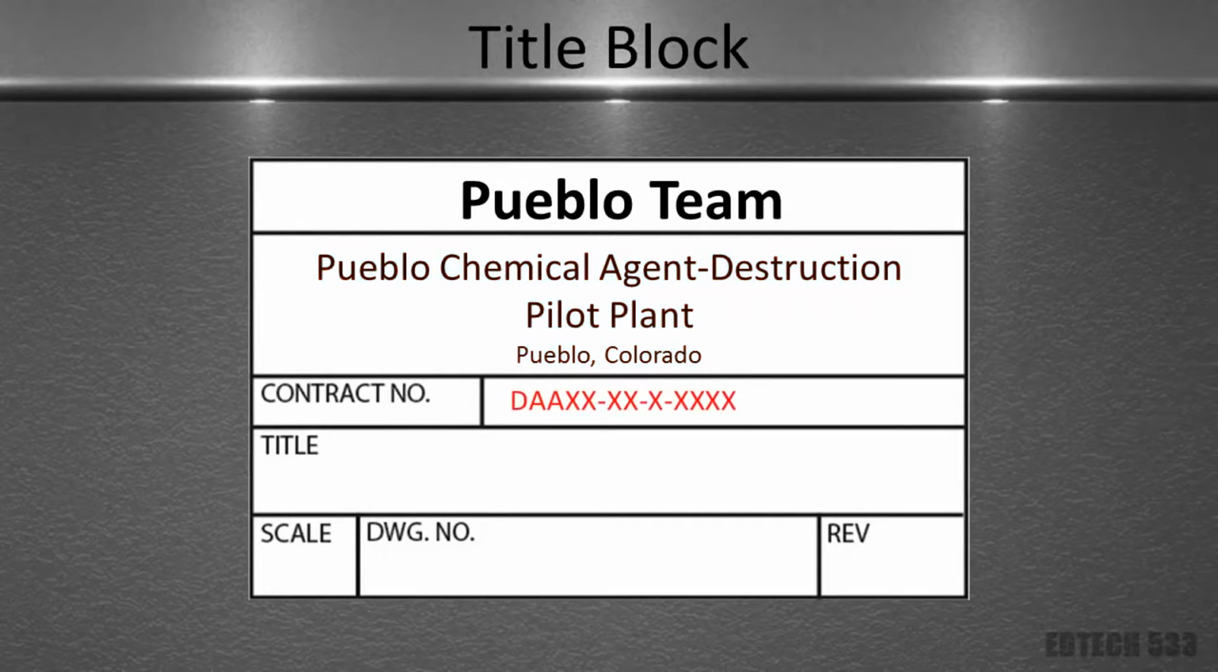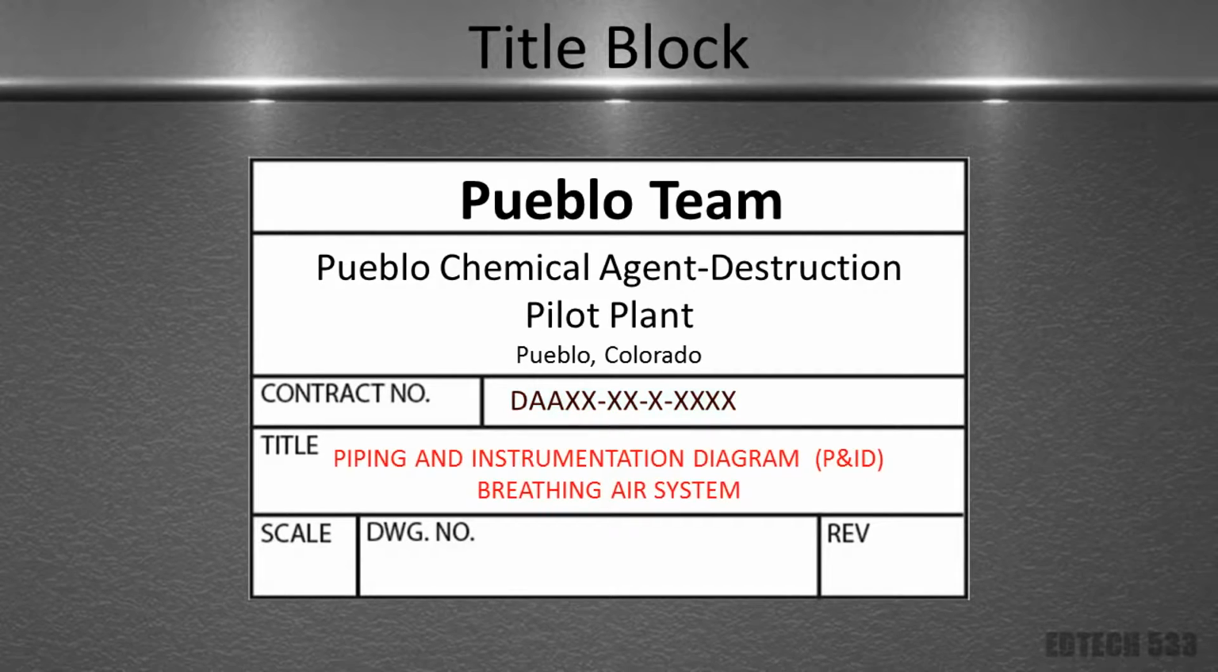Next would be the contract number for that particular project. Then we have the title of the drawing itself. Now, the title gives you a snapshot of what you're looking at. It gives you an idea of what that particular drawing covers. Then we have scale. There are lots of scales out there used on different drawings. However, P and IDs do not use any scale. Therefore, you cannot tell the distance between items or the elevation of those items.